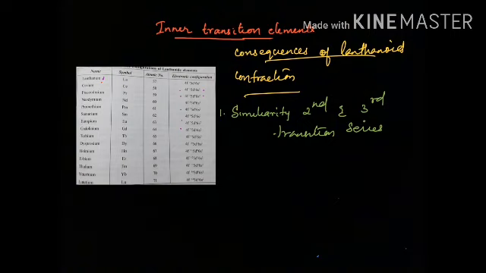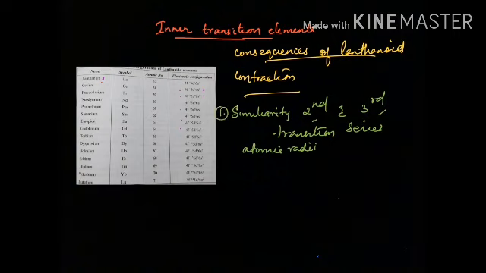Because of the lanthanoid contraction, when we move across, the atomic radius gradually decreases. So the second transition series and the third transition series will have a similarity in their atomic radius. Their atomic radius is almost similar, because in between, the lanthanoids are experiencing a lanthanoid contraction.